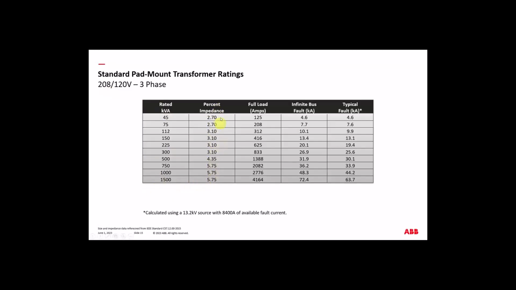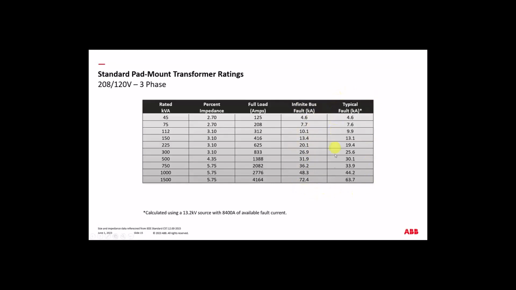Then I have the percent impedance, and this is either low or average percent impedance based on C57. You can tell the smaller the kVA, the lower the impedance is going to be. Then I calculated full load amps, and then I added infinite bus. This is if the utility's primary has zero impedance and you're just looking at the transformer impedance: how much fault current are you going to get? That's the infinite bus number.